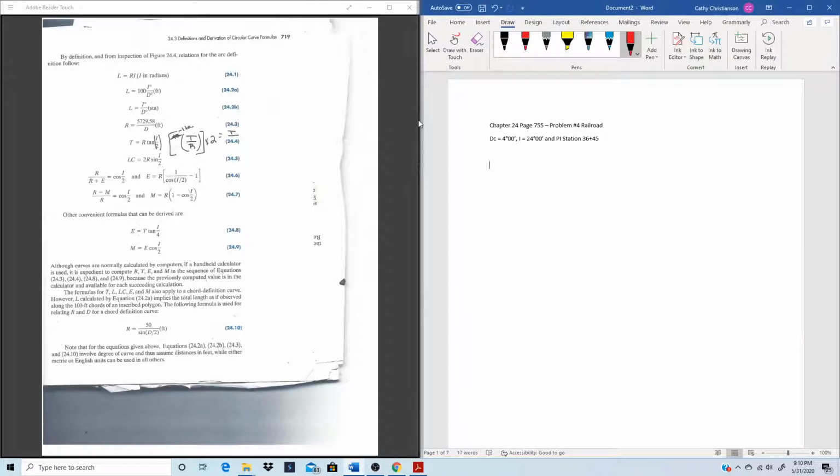The first thing I'm going to look at is my formula sheet on my left side. If it is a highway curve, we would use equation 24(3). If it is a railroad, to solve for R, we're going to use 24(10). So I'm going to go ahead and solve for R first.